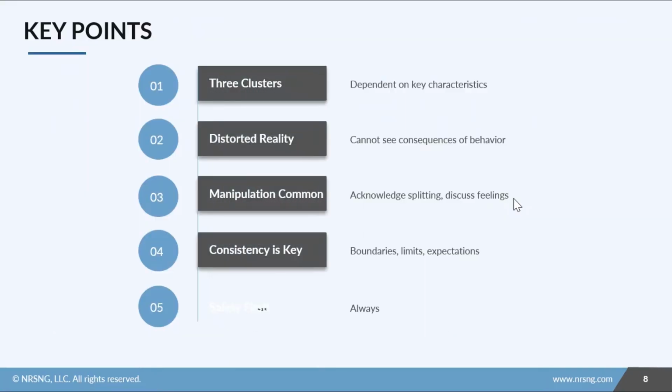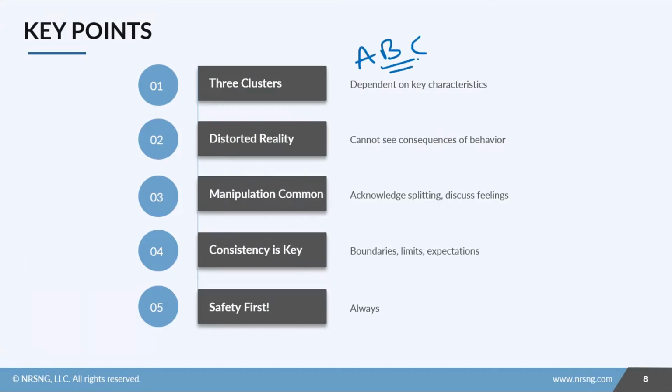So let's recap. Remember that there are 3 clusters of personality disorders, A, B, and C, depending on those key characteristics. Clients with personality disorders tend to have distorted views of reality, and they cannot see the consequences of their behaviors. And it's very common for these clients to use manipulation as a coping mechanism. So we want to acknowledge splitting when it occurs and encourage them to discuss their feelings, not to use physical expression. And then remember that consistency is key. So set those boundaries, set those limits, communicate those expectations, and hold to them.